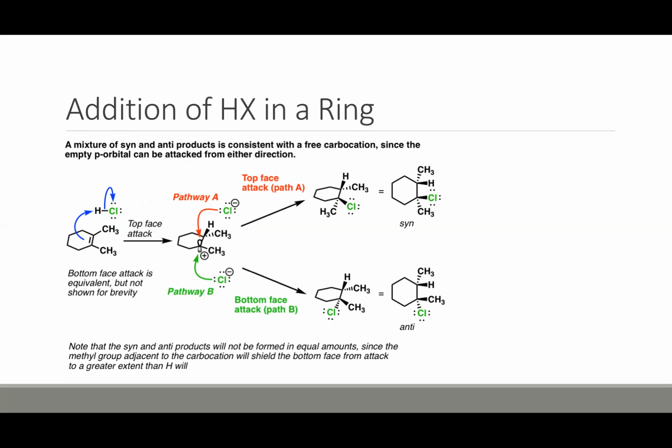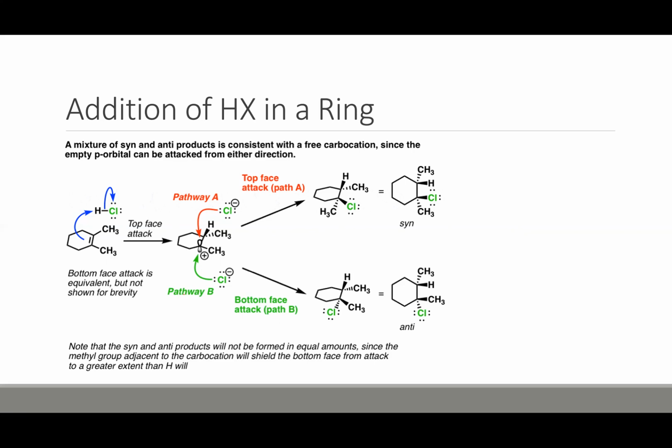Now, because this reaction goes through a carbocation, when we talk about the stereospecificity of the HX type reaction, you'll note that the face of the attack doesn't necessarily matter. This is true for any type of carbocation intermediate reaction. This is true for reactions like SN1 reactions, where we form a carbocation as well. You have a mixture of products, and that's true also for this type of addition reaction.